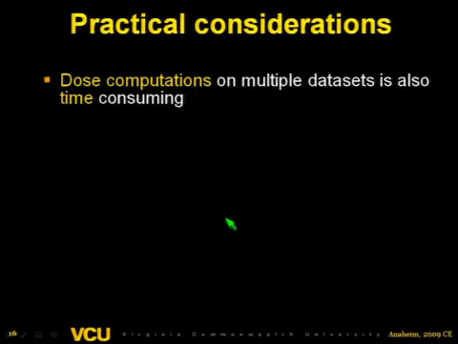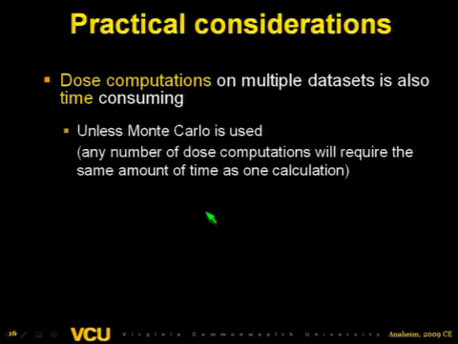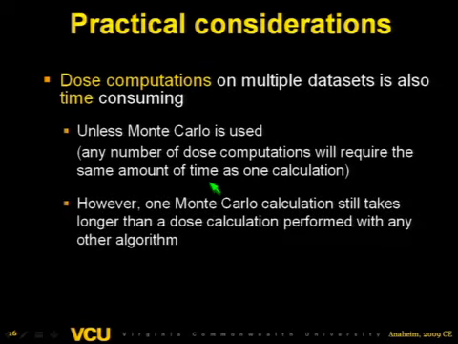In addition to that, those computations on multiple data sets are time consuming. Of course, unless a Monte Carlo dose calculation algorithm is used, in which case any number of those computations will basically require the same amount of time as one calculation only. However, one Monte Carlo calculation alone still takes longer than a dose calculation performed with any other dose calculation algorithm.